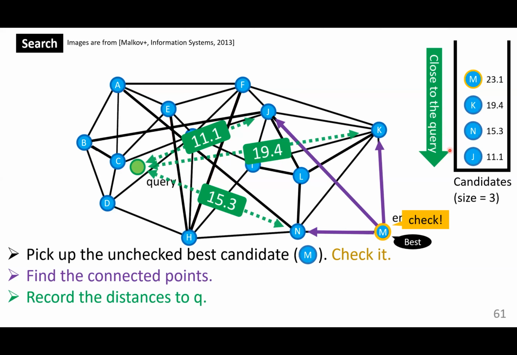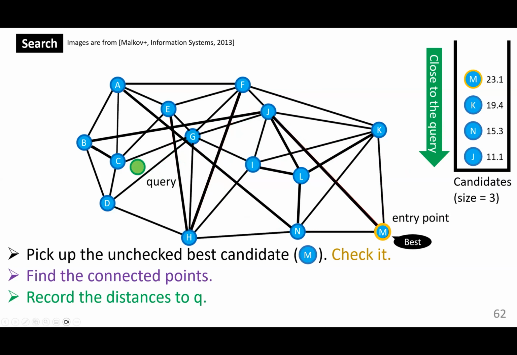So in this case, the best one is J. It has 11. J is here, right? This guy is closest to this query. So it's here. Okay, then it's fine. It's done.